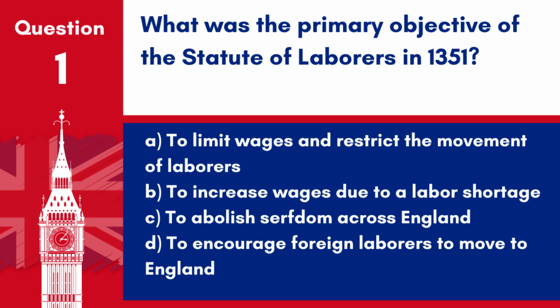Question 1. What was the primary objective of the Statute of Labourers in 1351? A. To limit wages and restrict the movement of labourers. B. To increase wages due to a labour shortage. C. To abolish serfdom across England. D. To encourage foreign labourers to move to England.